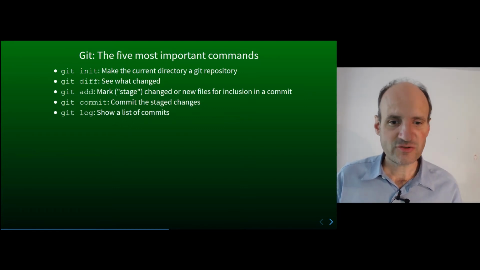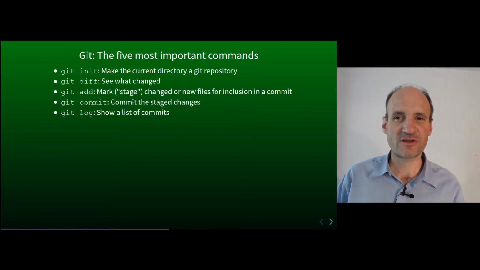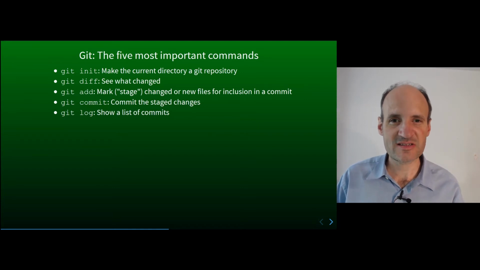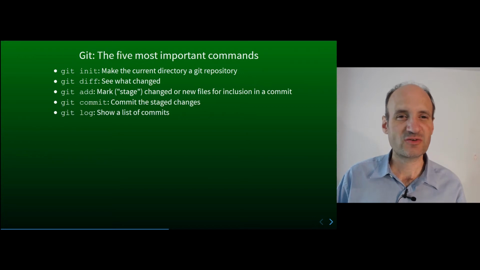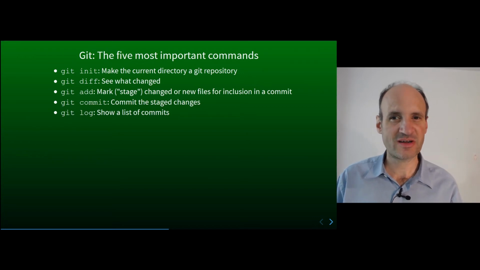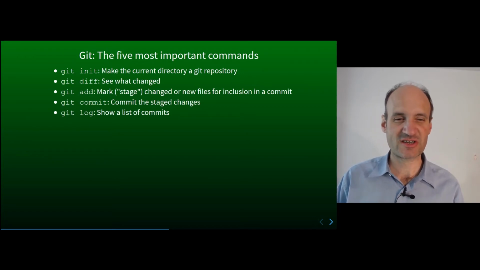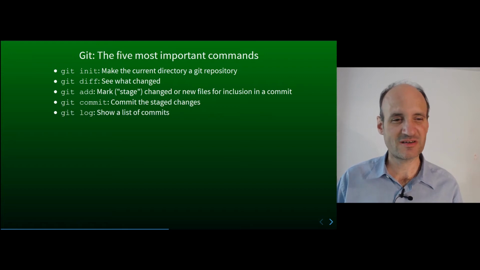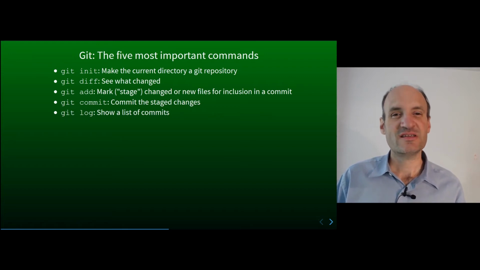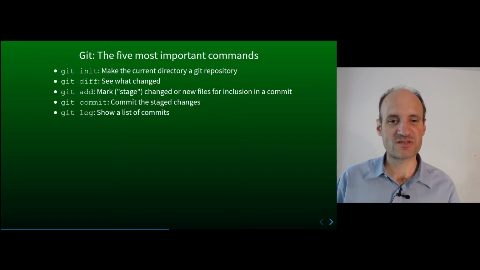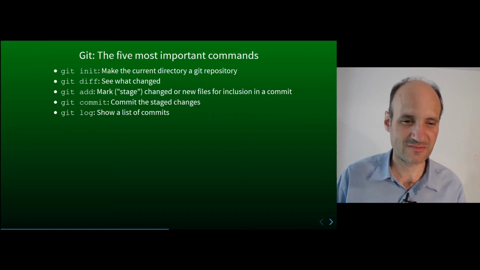Then git add you use to tell Git which of the new files or which of the changed files you wish to include into the next commit. With git commit, you create the actual commit and provide a commit message which explains what changed in this commit. And last but not least, git log lets you see how your stuff changed over time. So it basically shows the history of commits.